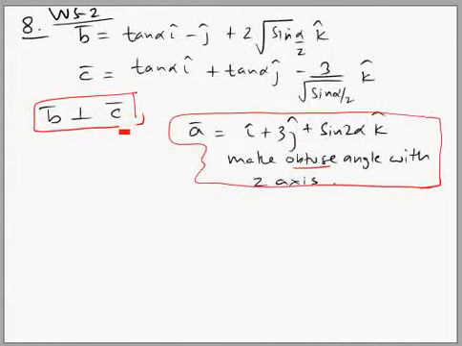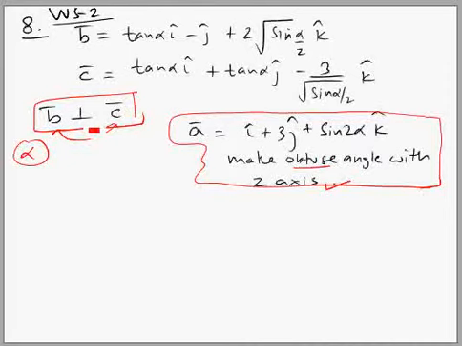Now two vectors are perpendicular to each other, that is b and c. There is another, third vector, again alpha is involved in the component, making an obtuse angle with the z-axis. Now we have to find the value of alpha.